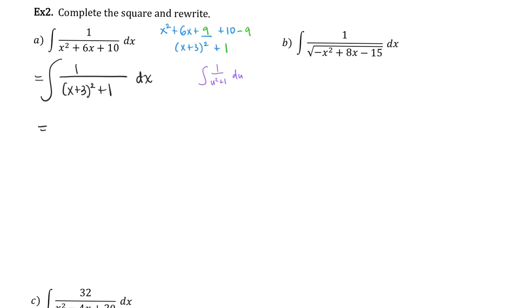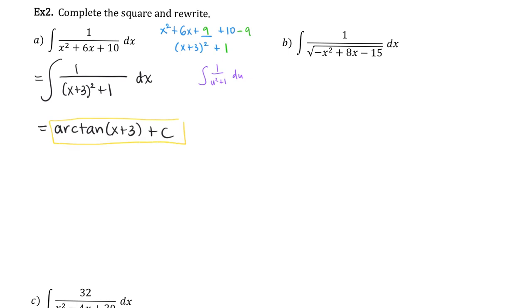Okay, if I want it to look like this, that means u is x plus 3. Now du is going to be the same as dx, so there's not going to be any weird factor to mess with, which means that I am probably going to just skip straight to the answer. So I know this is going to be inverse tangent of x plus 3 plus a constant, and that's going to be my answer. And if you skip to the answer, I'm fine with that.